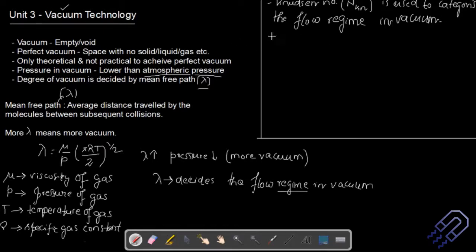So in general, if I say this, I should mention this also. This is analogous to Reynolds number. Okay, so if we study Reynolds number, this idea is also not very difficult to grasp. Reynolds number in fluid mechanics.